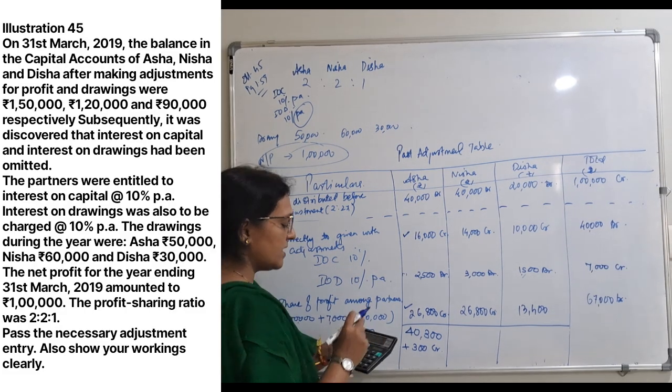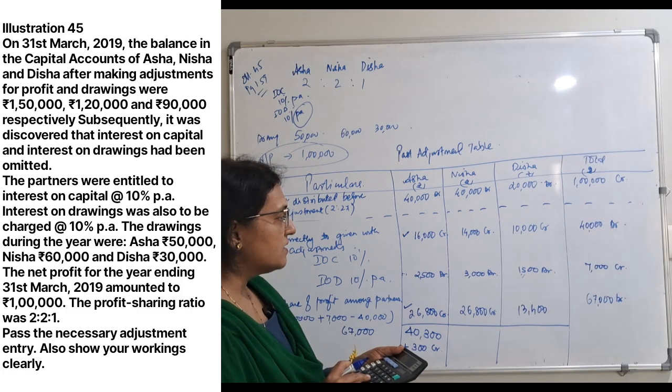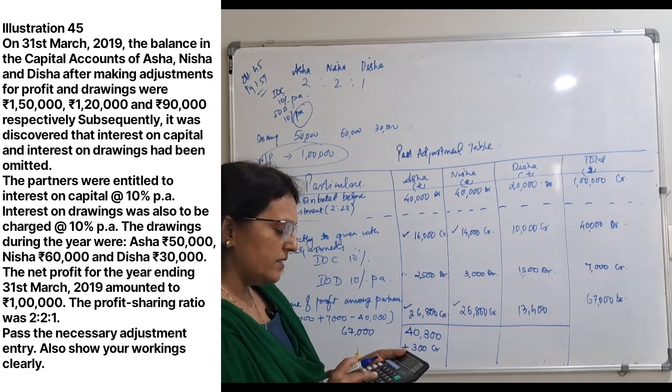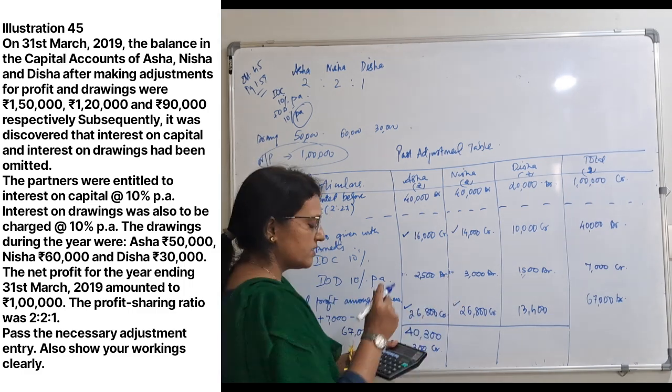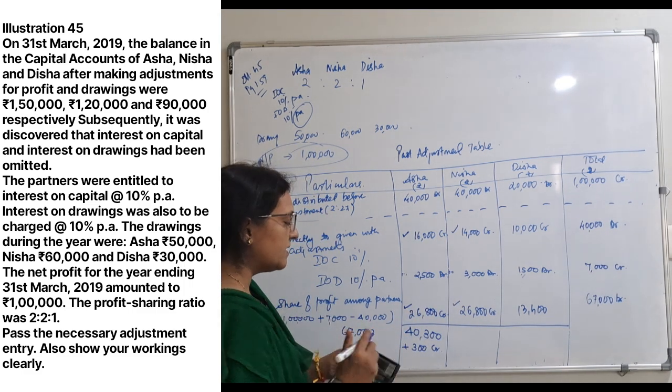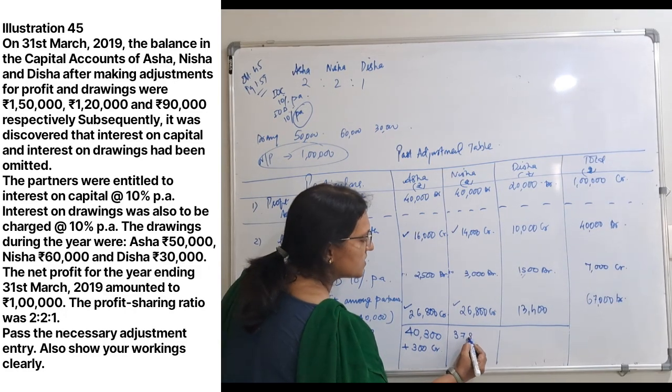Next is Nisha. Nisha will get 14,000 plus her share of profit 26,800 minus her interest on drawings, that is 3,000. So Nisha will get 37,800.